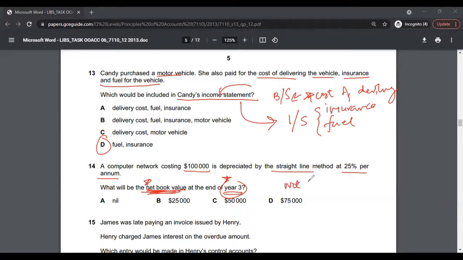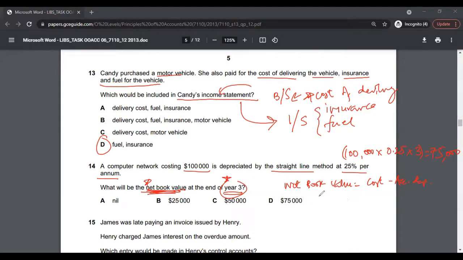What is net book value? Net book value is the difference between cost minus the accumulated depreciation. In this case, depreciation calculation is very straightforward because it's based on straight line method. So 100,000 times 25% times the number of years, that is 3 years. This will give you the depreciation expense as 75,000.